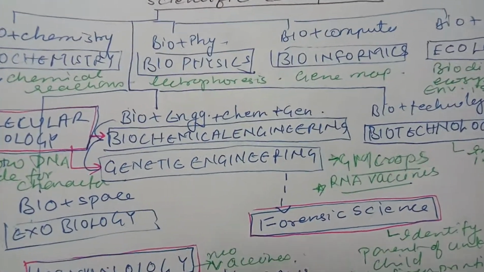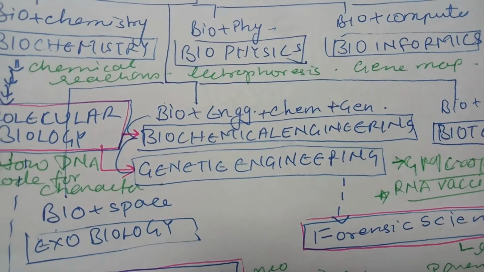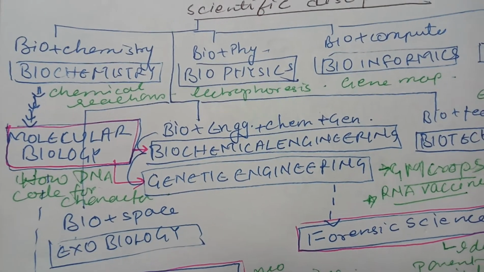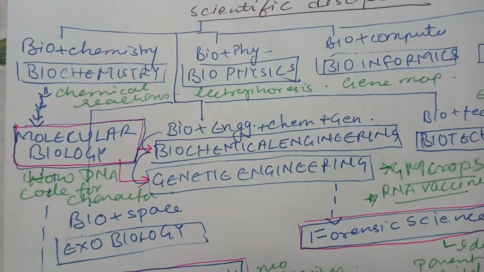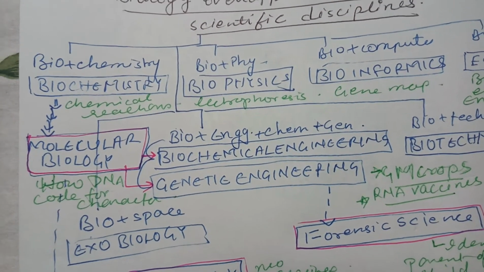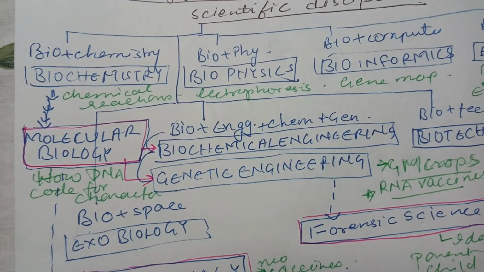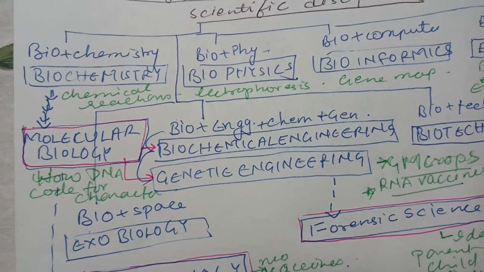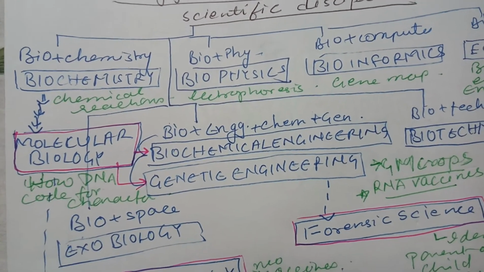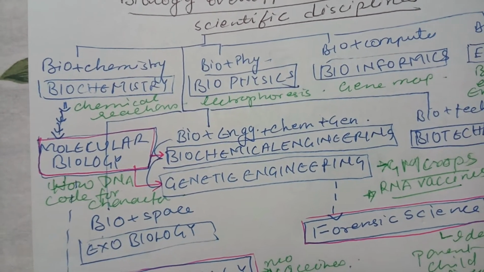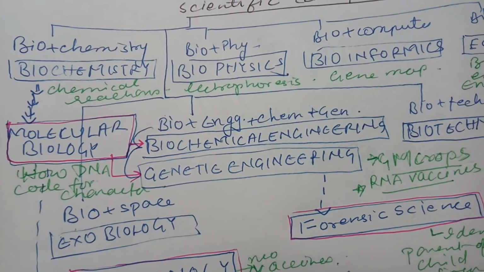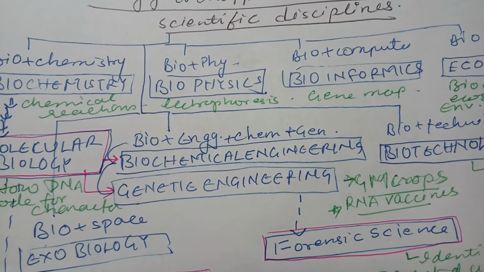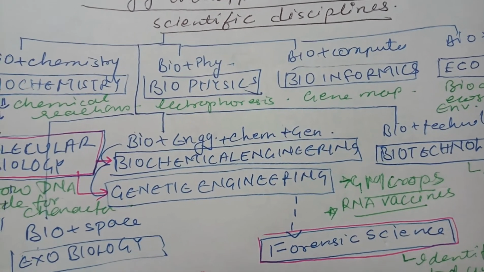Then biology also combines engineering plus chemistry plus genetics, which is called biochemical engineering. This involves the synthesis of a particular artificial product made with the help of biotechnology, and how this product is synthesized at a large scale, what all dimensions we have to account for. That forms part of biochemical engineering.